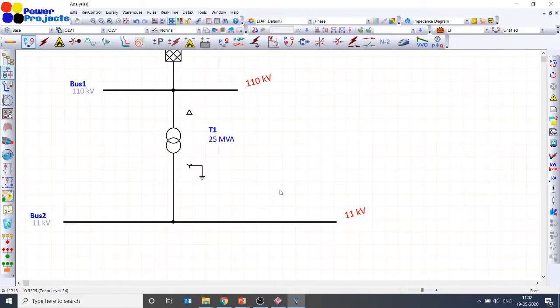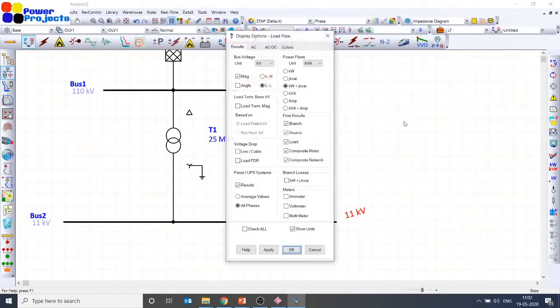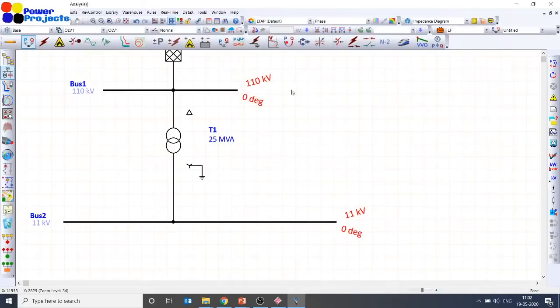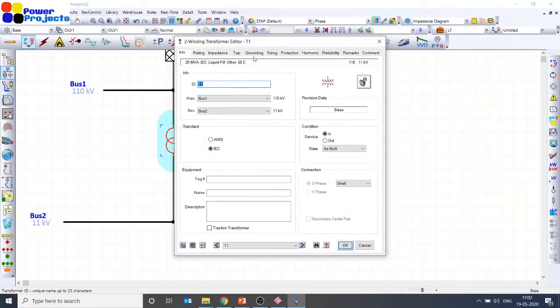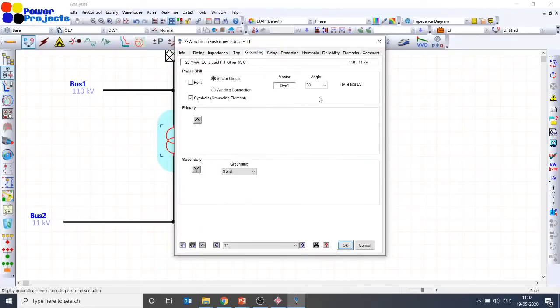So let's plot the angle as well. This is 110 kV, this is 11 kV. Let's plot the angle as well. So I can plot the angle with the voltage. So here you can see 110 kV angle 0, here it's 11 kV angle 0. But please always remember, though the source is 0, when a transformer is delta star grounded, definitely there could be a 30-degree phase shift which is introduced because of delta star.